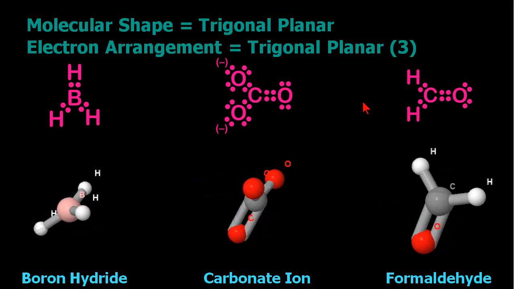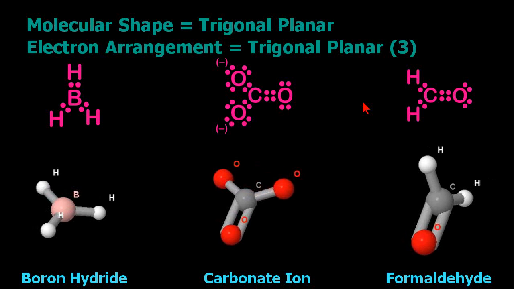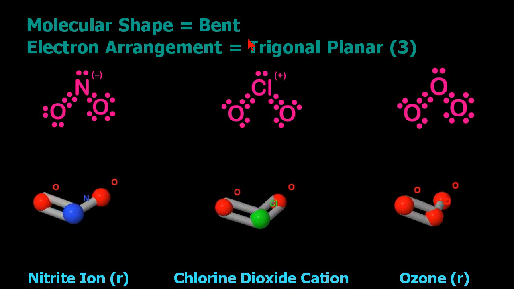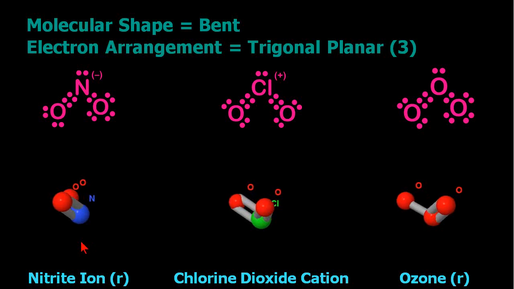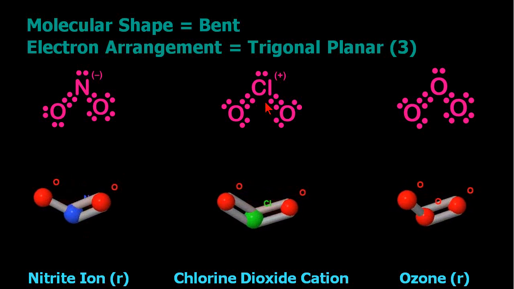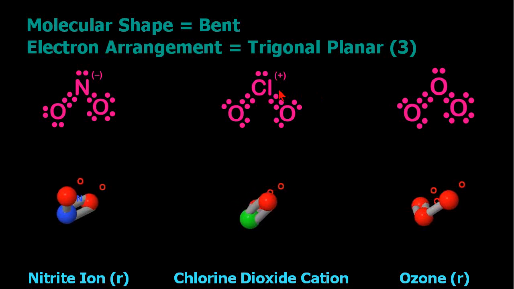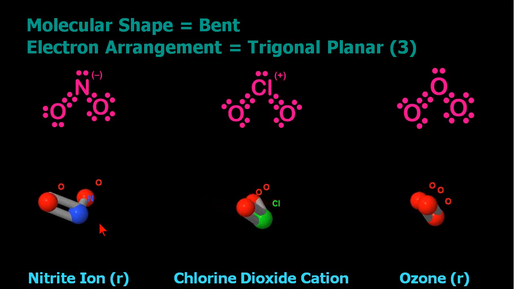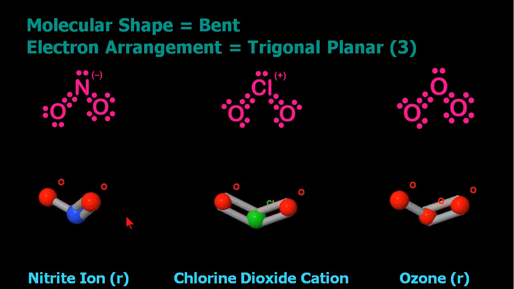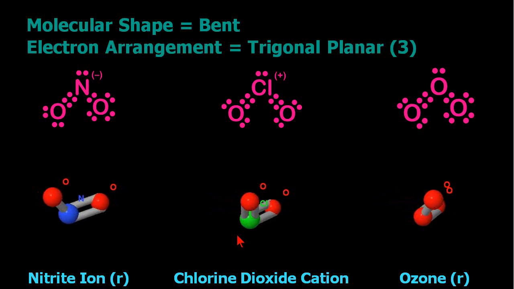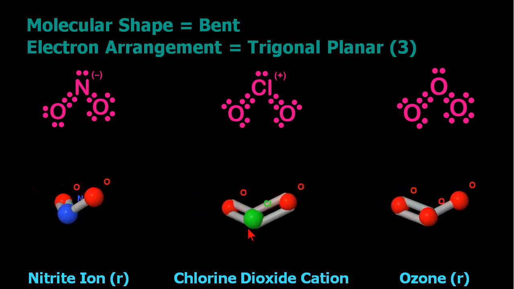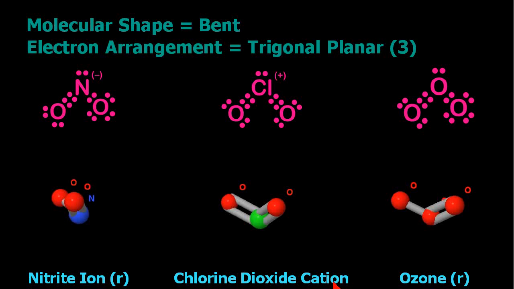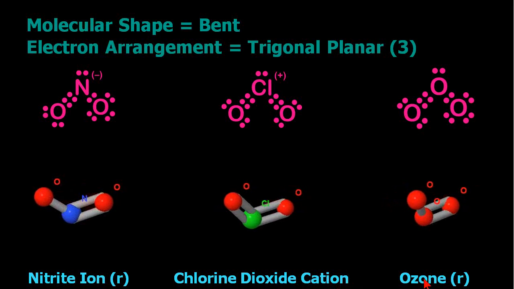Let's look at the next example of a trigonal planar electron arrangement, which is the bent molecular shape. It has the same number of electron pairs, as you can see from the Lewis dot diagrams. It's just missing an atom in one leg of the trigonal planar geometry, so it results in a bent molecular shape. This bent shape has three pairs of electrons around the central atom. And we have the nitrite ion, the chlorine dioxide cation, and we have ozone.